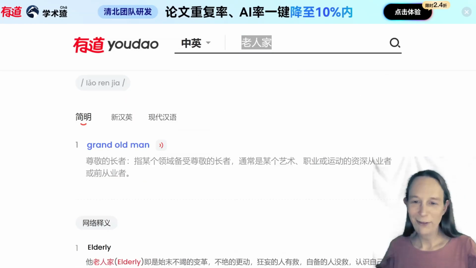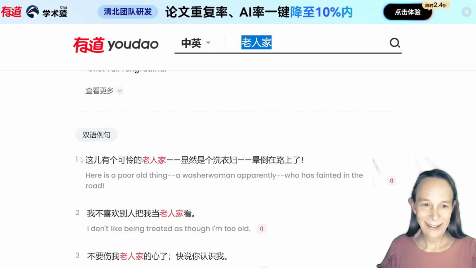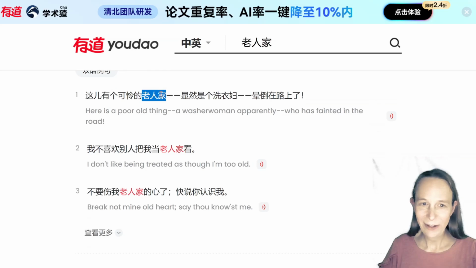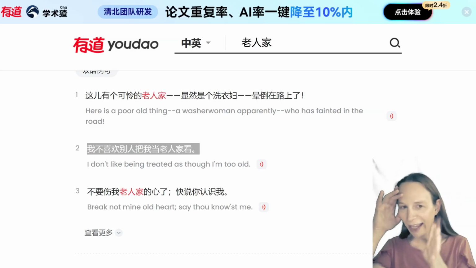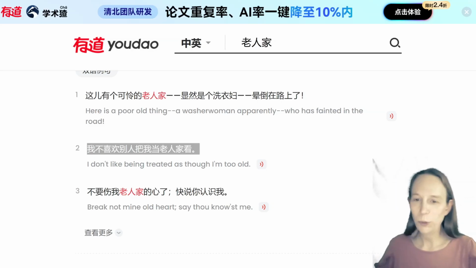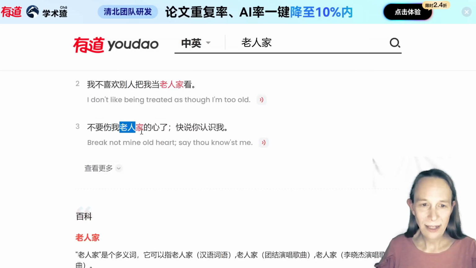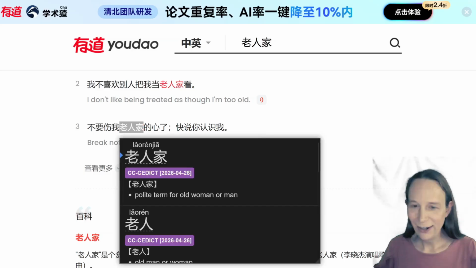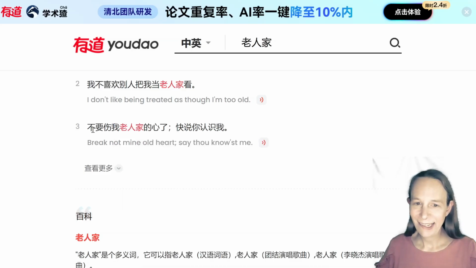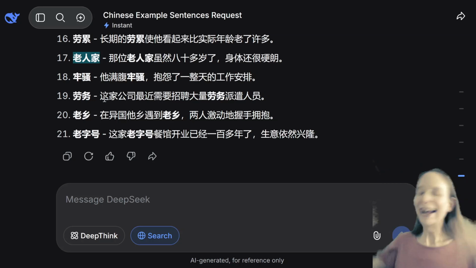Grand old man. The grand old Duke of York. Okay. 这儿有可怜的老人家. All right. So it's like an old man or something. Oh, or an old woman in this case. 他不喜欢别人把我当老人家看. Oh, 我不喜欢. So I don't like people thinking of me as an old person. 不要伤我老人家的心. Don't break me as an old man or woman's heart. All right.